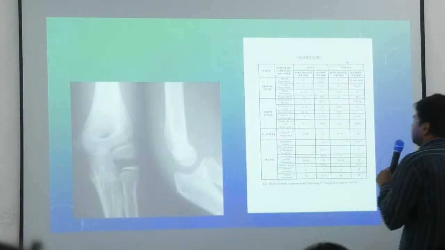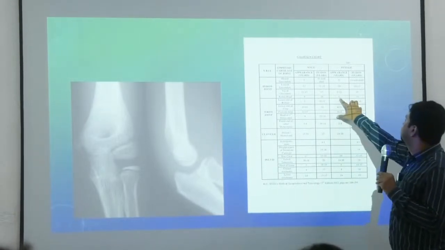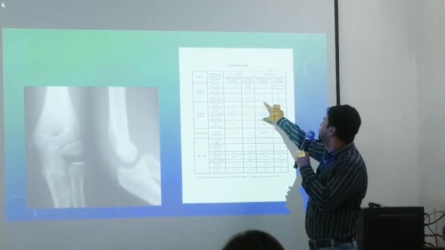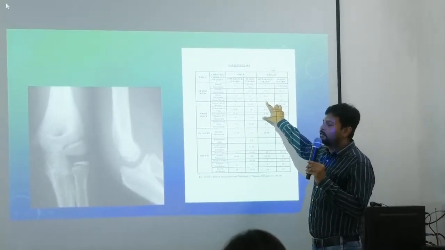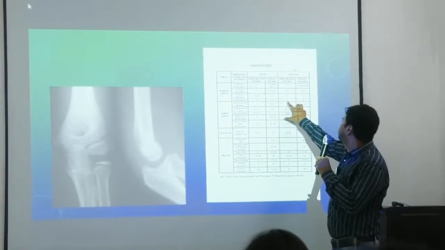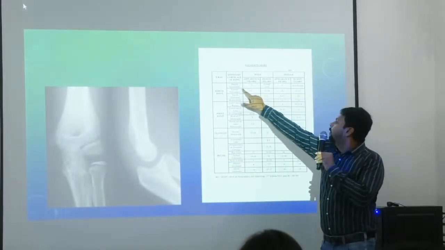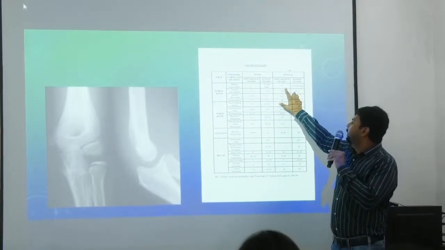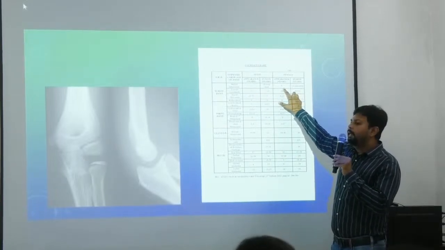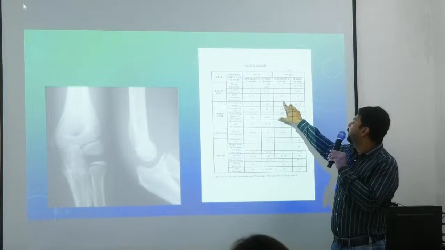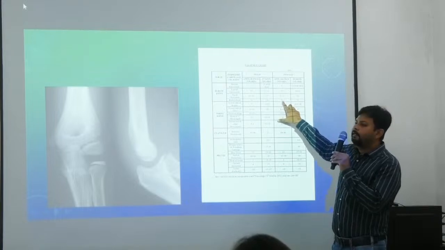6 to 9 years. How did you get 9 years? Fine, let's start with the first parameter, medial epicondyle. Medial epicondyle has appeared but not fused, above 5. Radial head appeared but not fused, so above 6 years.